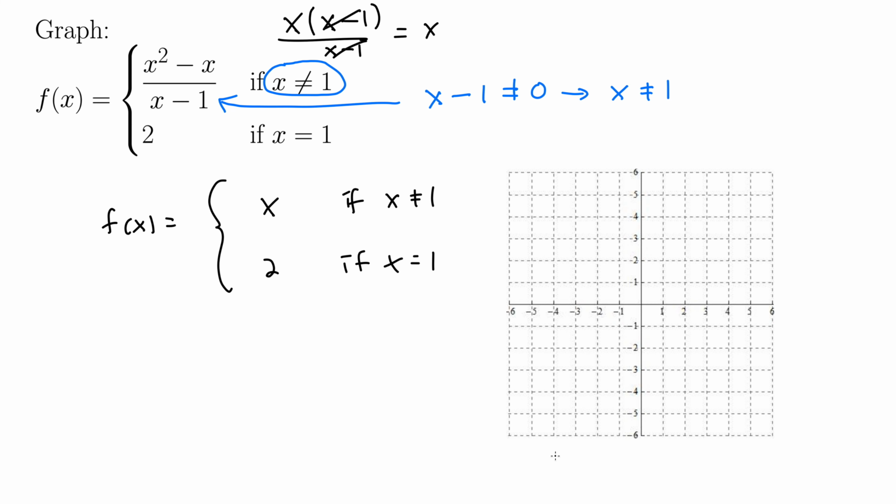So starting with just f of x equals x, that's a line that's going to be defined everywhere except for when x equals 1. So we'll stop just short of that and pick up on the other side of that and go off like so. And then we'll have an open circle here at the point 1 to signify that it's not actually defined there, but then at the point x equals 1, we pop up to 2. So there we go. So it's like we're pulling a single point out of that line and moving it up 1 unit.